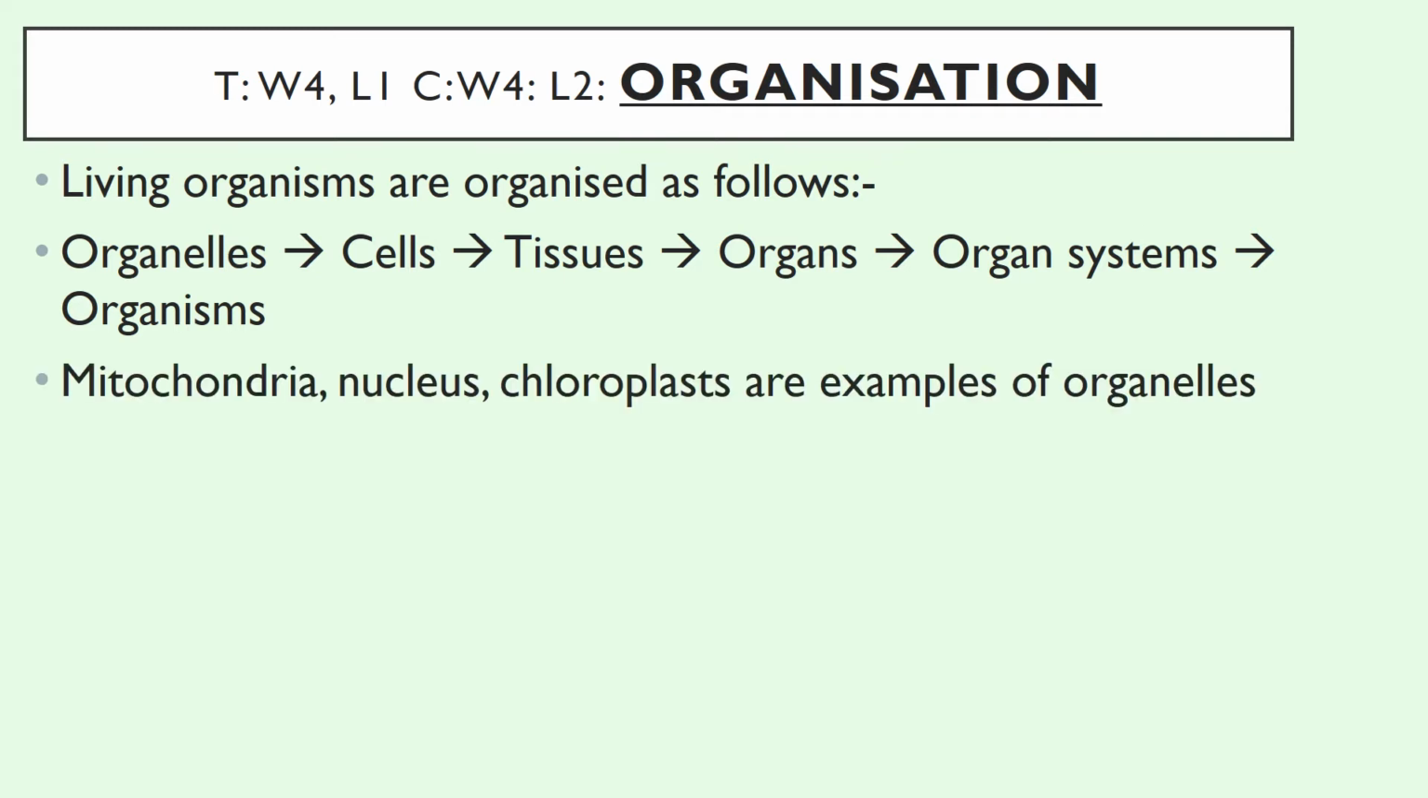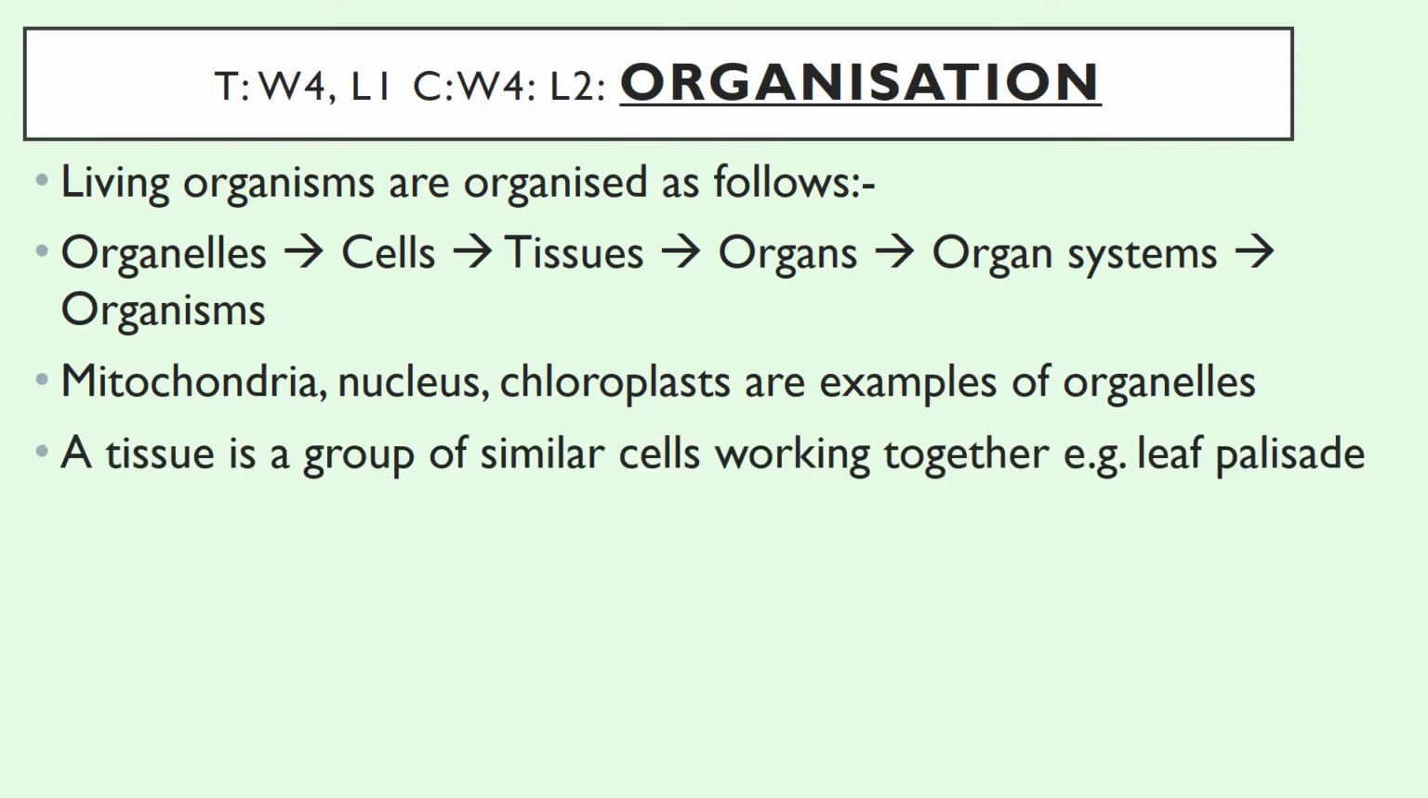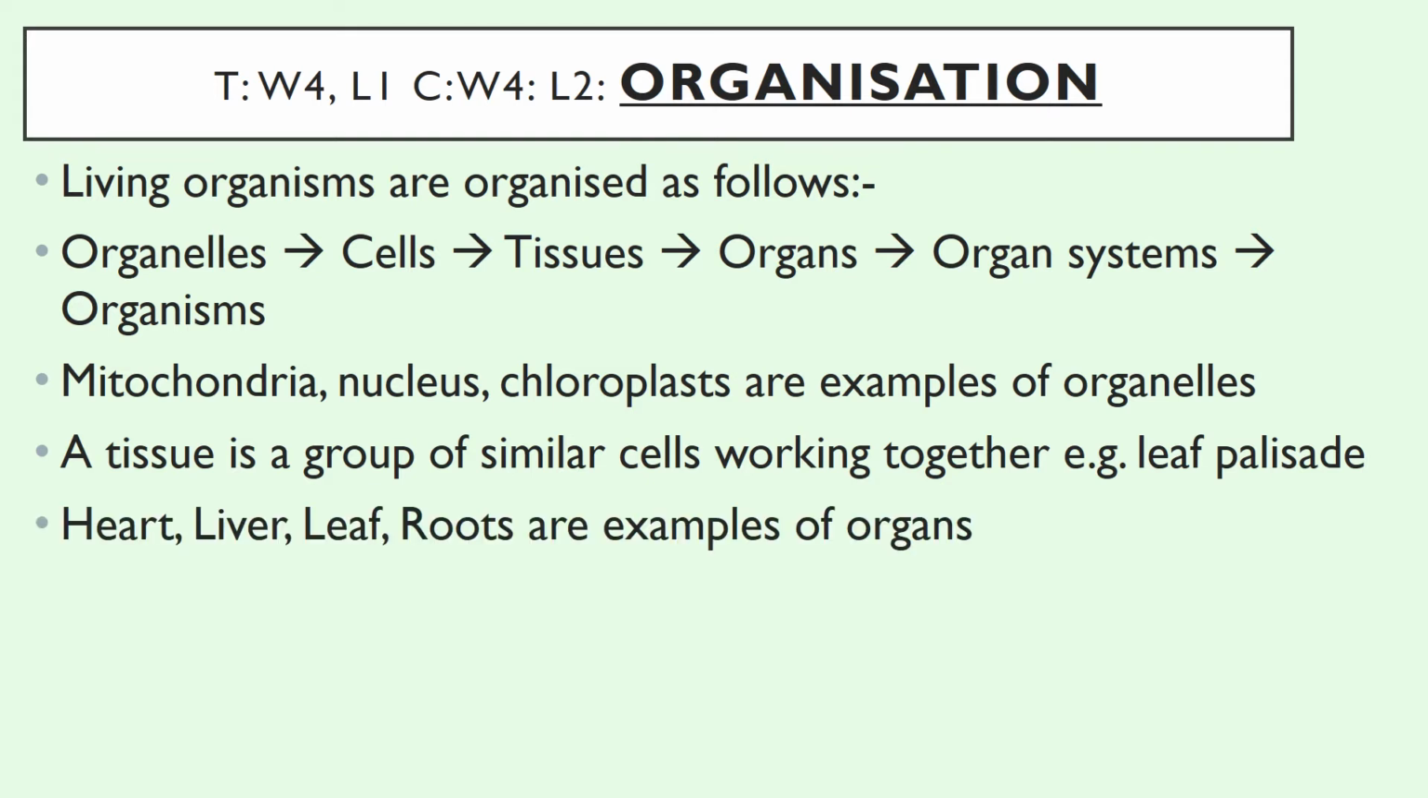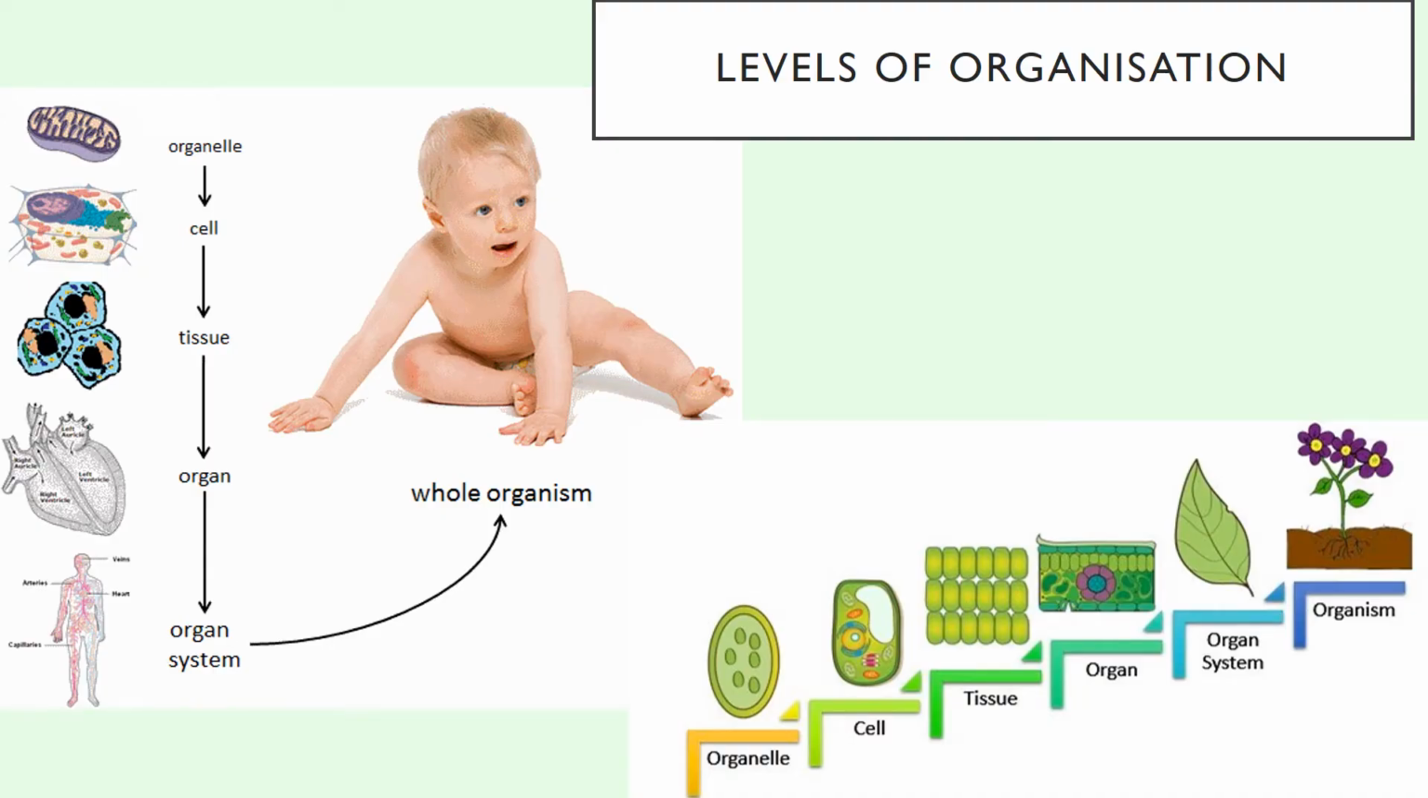Mitochondria, nucleus and chloroplasts are all examples of organelles. A tissue is a group of similar cells working together like a leaf palisade. Heart, liver, leaf and roots are examples of organs. So when we're thinking about levels of organisation, we need to remember that this will apply to plants and animals. It's not just one. And it's this whole idea of how these small things build up and work together.